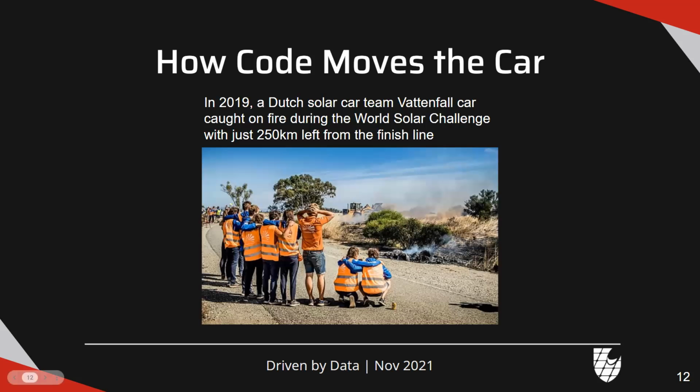So this is an example of what could happen if you're too late to interpret warning signs or just issues in general. In 2019, there was a Dutch solar car team that unfortunately had their car catch fire with just 250 kilometers left from the finish line.